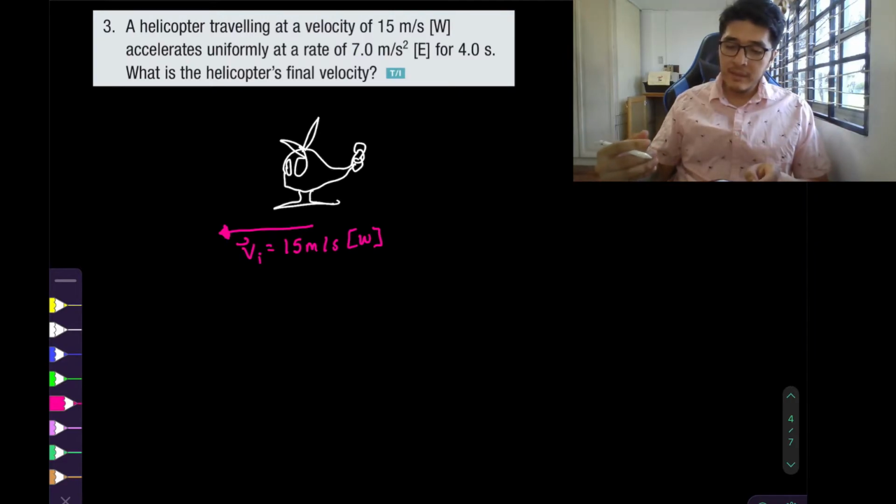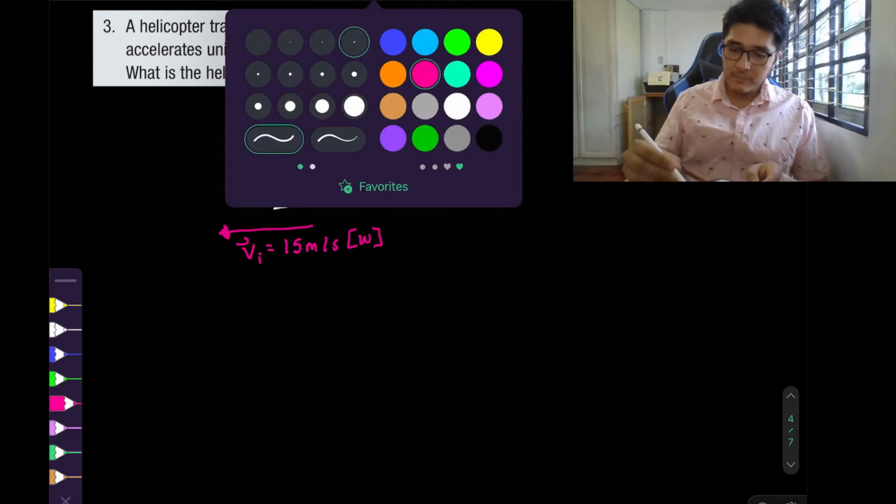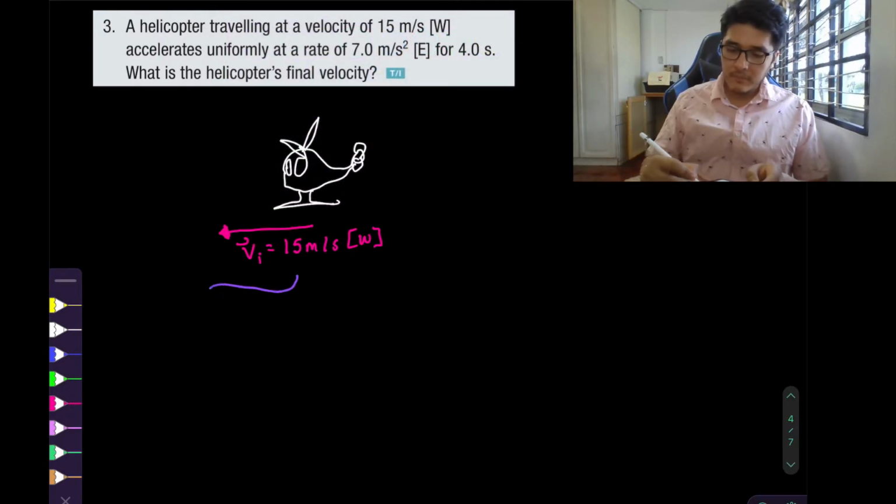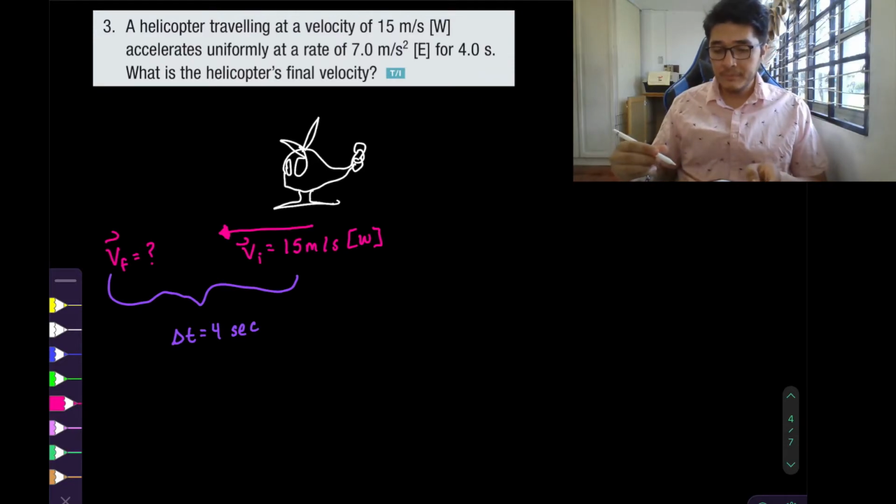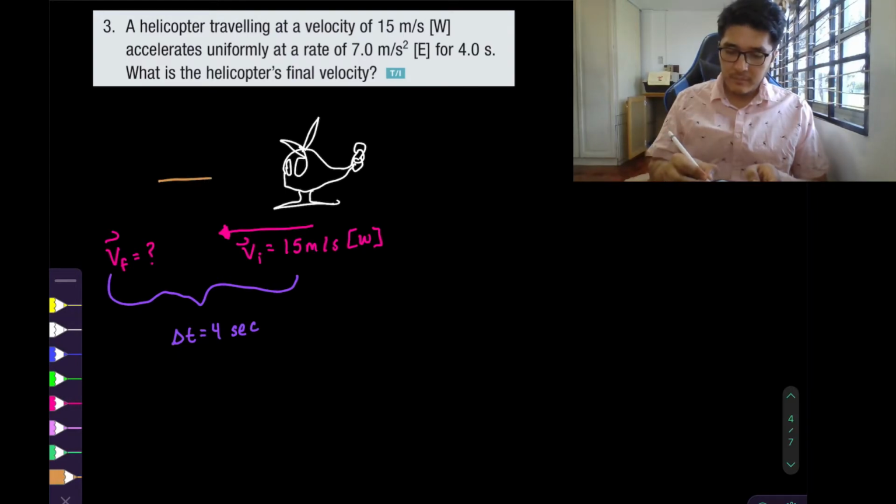And it's telling us that at the end of 4 seconds, so after a time interval of 4 seconds, the velocity of this helicopter is what's missing. So we don't know what the final velocity is. So that's our unknown. What we do know is that during these 4 seconds, it accelerates uniformly at 7 meters per second squared east. So it's to the right.